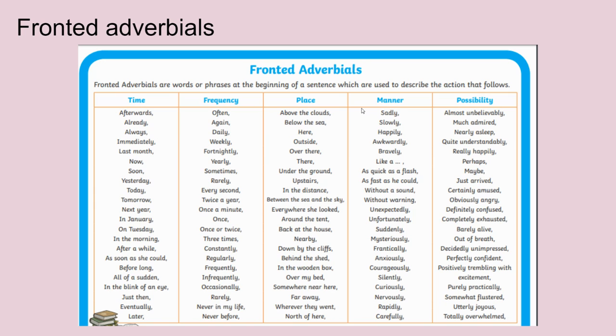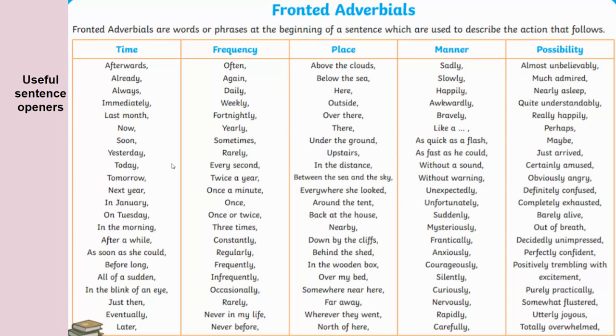As we know, fronted adverbials are words or phrases at the beginning of a sentence which are used to describe the action that follows. So it's always good, particularly if you're doing something like a newspaper article, you can use it of maybe something happens one day and then maybe something happens the next day. You can use perhaps time adverbials or fronted adverbials about time as well. They're quite useful. There's also some other ones here that might be able to support your learning.